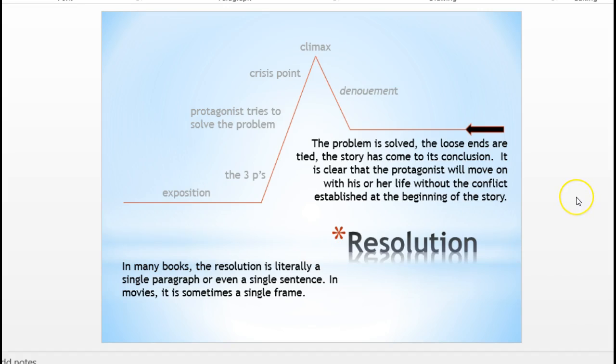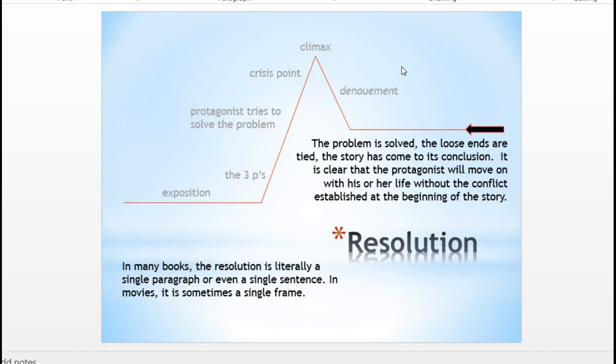And then finally, you have the resolution. All that means is it should be clear that the protagonist is going to move on with his or her life without the conflict that was established at the beginning of the story. That particular conflict will not exist in the future for that character.